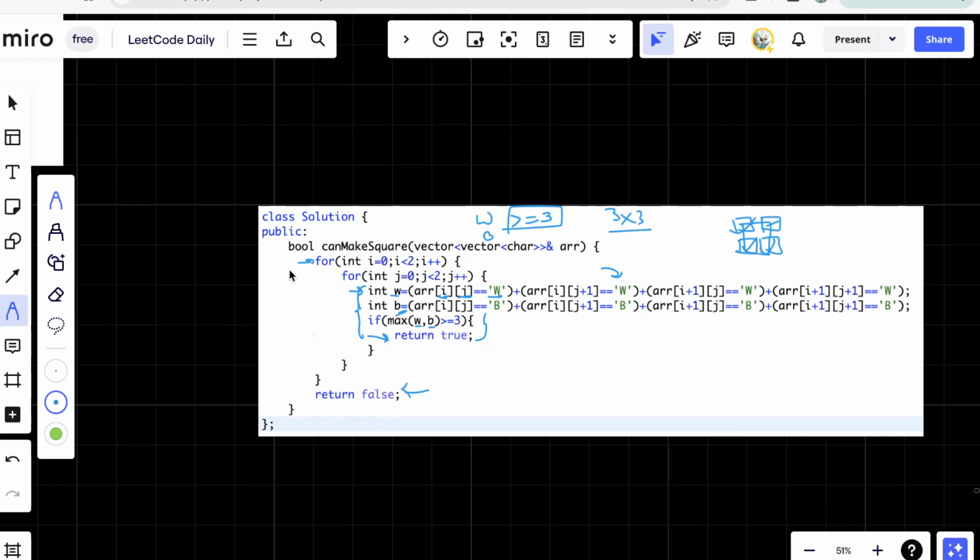Very easy code, very easy question also. And the time and space obviously are going to be constant because it's only a 3 cross 3 matrix that is given to us. And so we are only iterating in constant time. Okay, so I hope now the solution is clear.